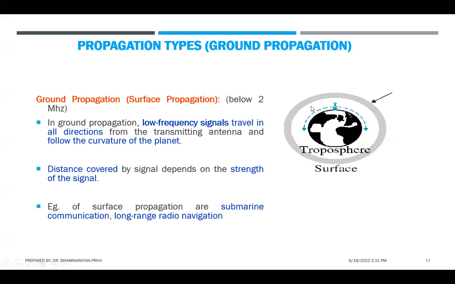And an example of ground propagation includes submarine communication. And the second example is long range radio navigation. So submarine communication and radio communication, they are using ground propagation.